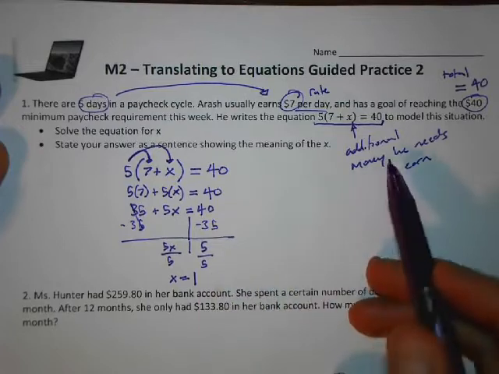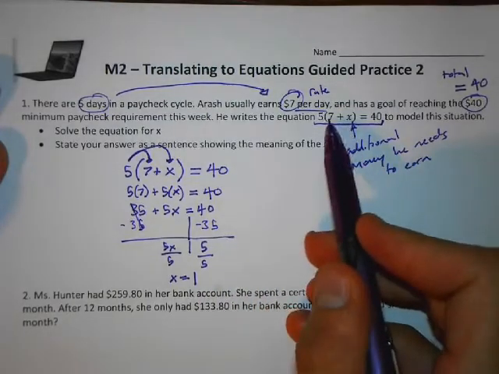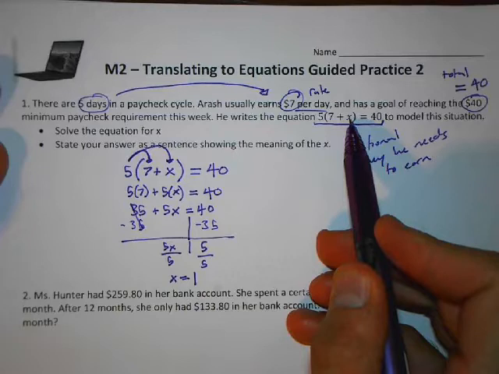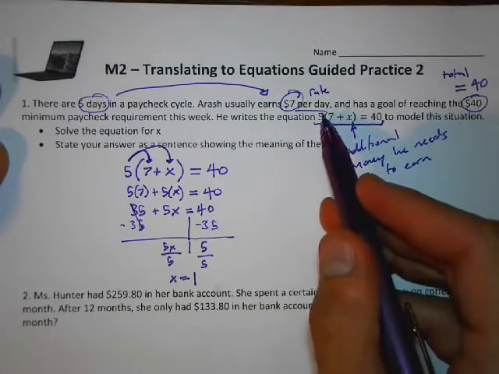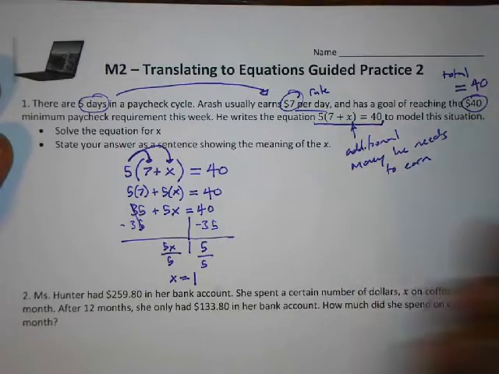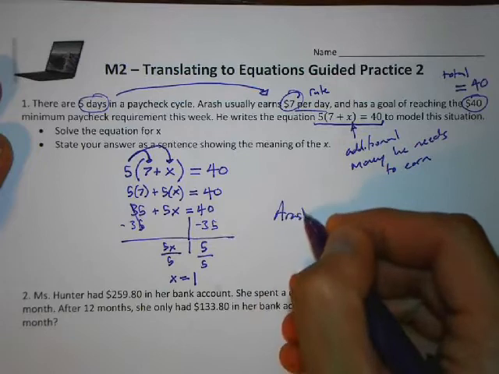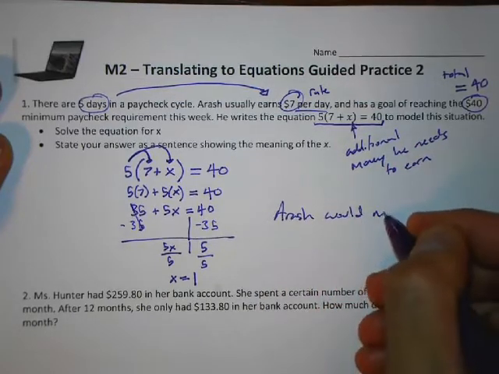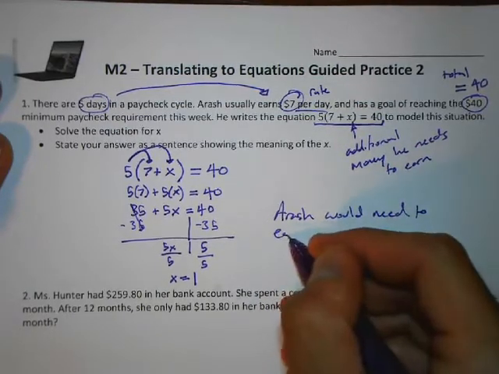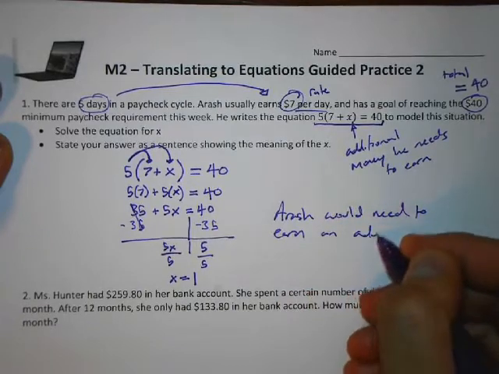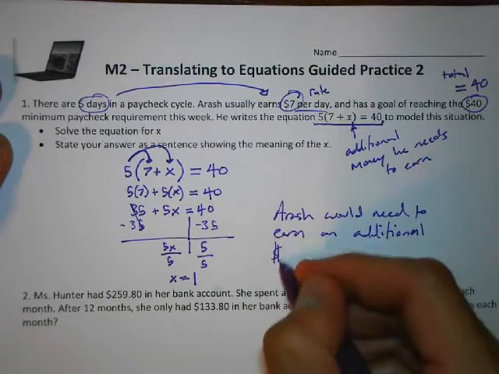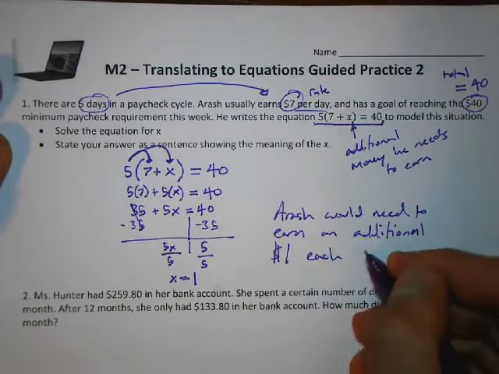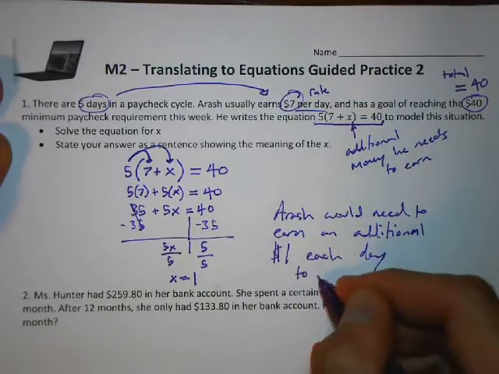And if we go back to what we were thinking, if this is the additional amount he needs to earn each day, then that's what he would multiply by 5 to get to 40. So to state our answer as a sentence showing the meaning of x, Arish would need to earn an additional $1 each day to meet his goal.